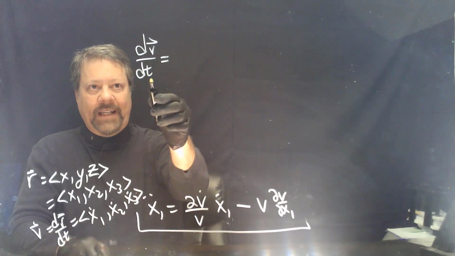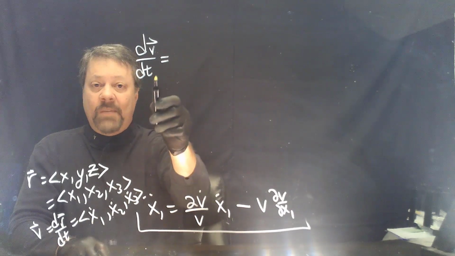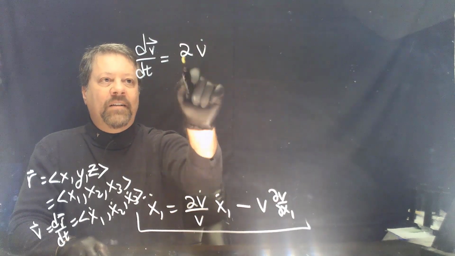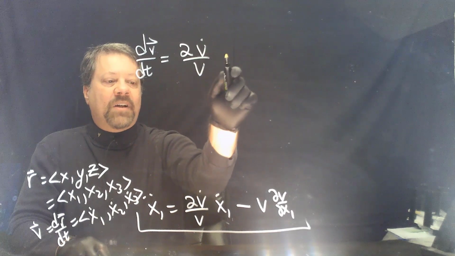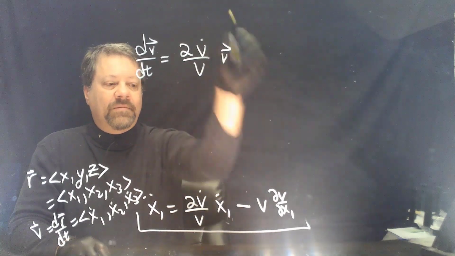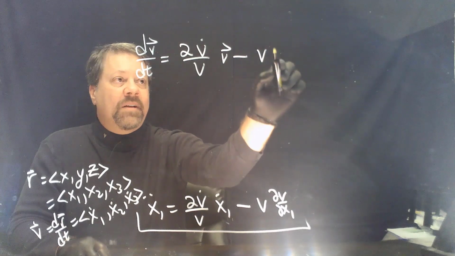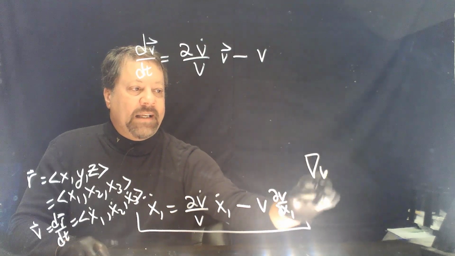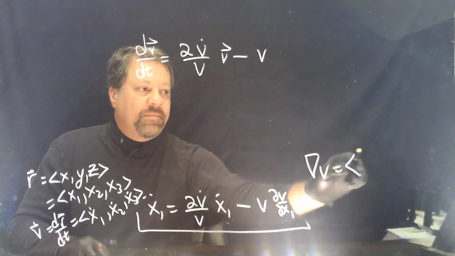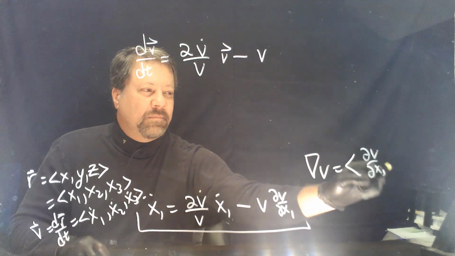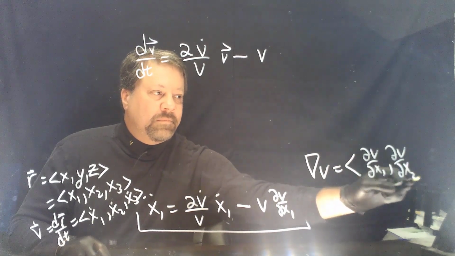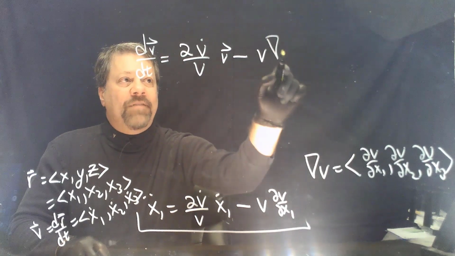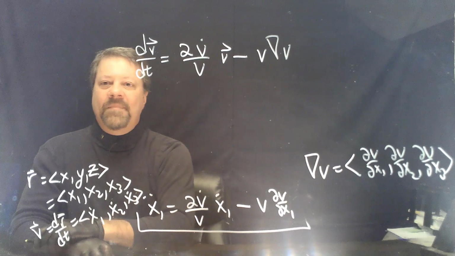If we put them all together, we end up with the derivative of the velocity vector equals twice v dot over v times our velocity vector minus the speed times, now the vector of partial derivatives is the gradient of the speed. And so we'll have the gradient of this speed here.